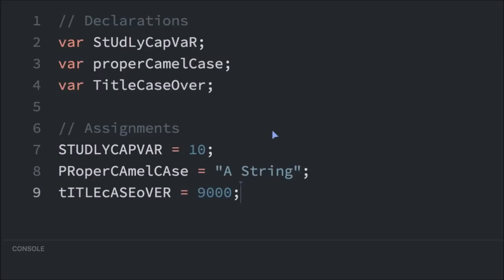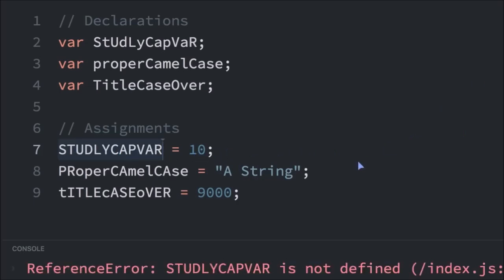Variable names and function names in JavaScript are case sensitive. That means the capitalization matters. So this declaration here is not the same as this assignment. Even though the letters are the same, the capitalization is not the same, so it's not going to assign correctly. And in here, you'll see there's an error if we try to run it because this has not been defined. It has not been declared.